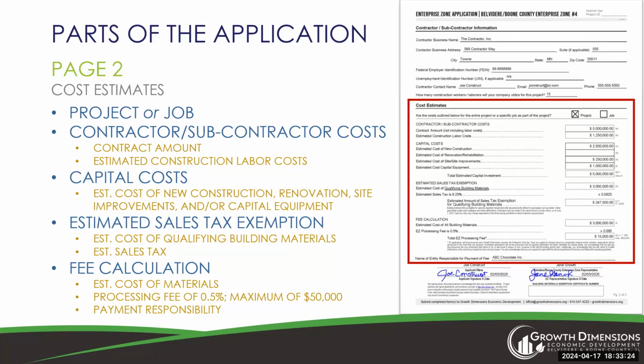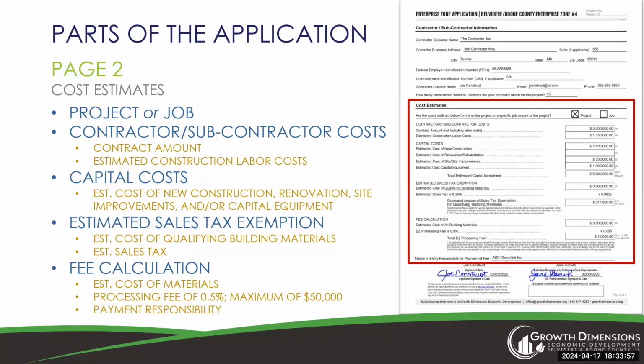Site improvements refers to any work done on the site's land, such as asphalt, concrete, landscaping, etc. Capital equipment is large equipment that is affixed to the property and that assists in the production or sustainability of goods or services. Examples of these are large walk-in coolers, generators, and HVAC systems. And then you'll see that items B through F are added up to give you the total estimated capital investment.